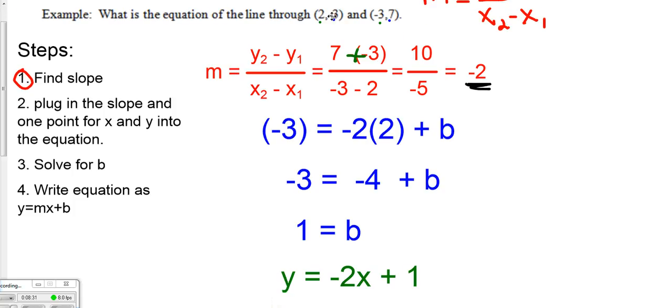So again, steps are use these 2 to find the slope, plug in the slope and one of these points, doesn't matter which one, solve for b, and y equals your m value that you figured out times x plus your b value that you figured out.